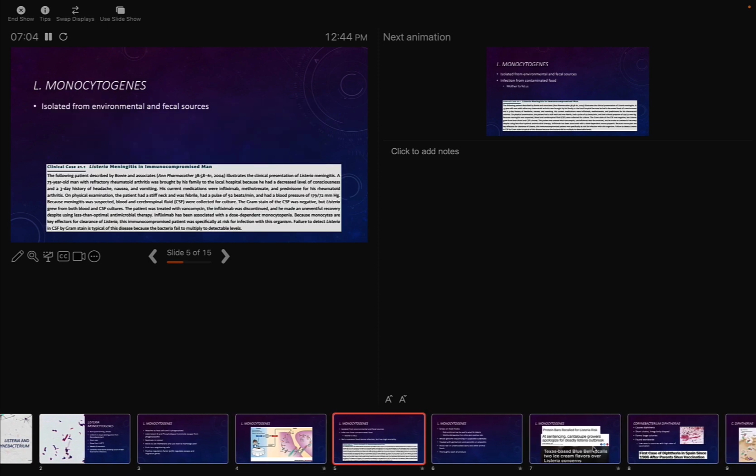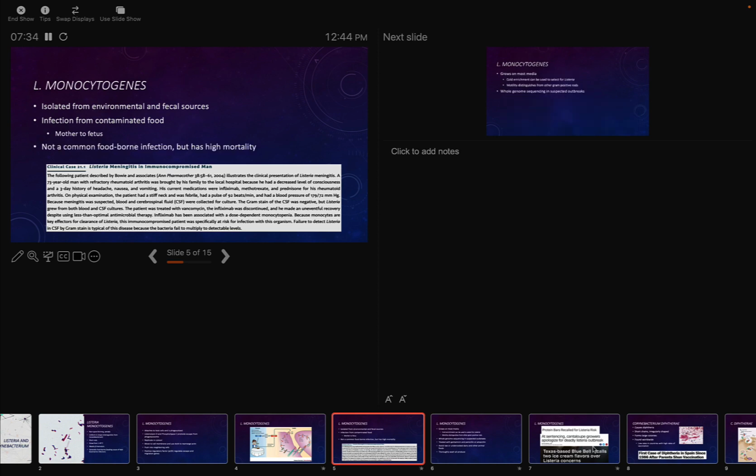The bacterium can be found from both environmental and fecal sources. Most people get the infection from contaminated food. It can be dangerous for a pregnant woman because the bacterium can cross the placenta and be transferred from the mother to the fetus. Not a lot of infections, especially bacterial infections, can do that, but this one can.